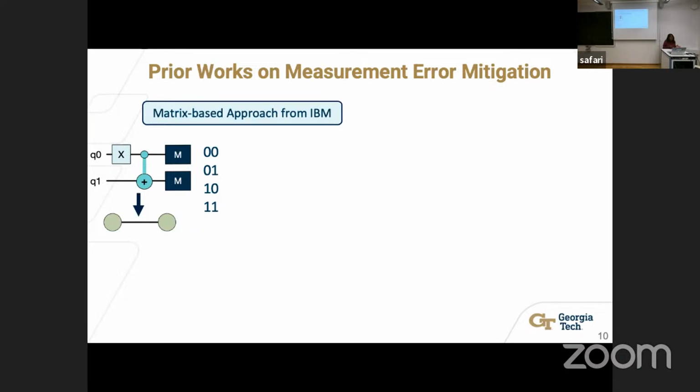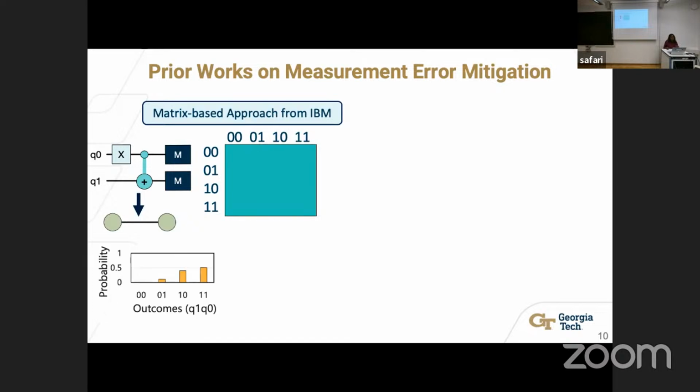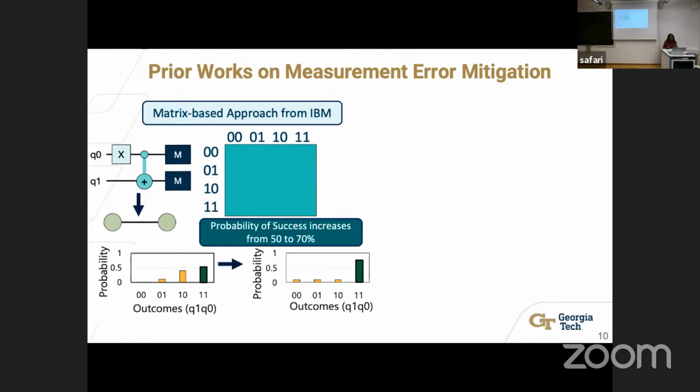Now you can measure them correctly or as any one of the other remaining states, right? So then what you do is prepare this matrix. For instance, if you look at the diagonals, that's the probability that you prepare a certain state and you measure it correctly. Whereas the other entries in the matrix correspond to the state you prepared it in and then you measured it incorrectly. And once you build that probability distribution, you can sort of reverse engineer the correct state based on the outputs that your program gives you. For instance, let's say you run this program now. You have that matrix, you can actually correct. And let's say the correct answer in this case is 1, 1. After you have corrected the histogram or the output distribution using the noise matrix, your probability of success increases from 50 to 70%, let's say.